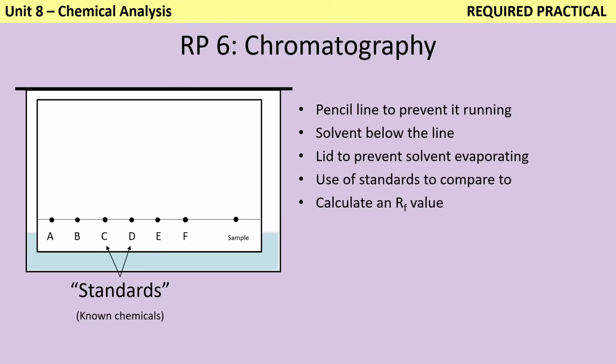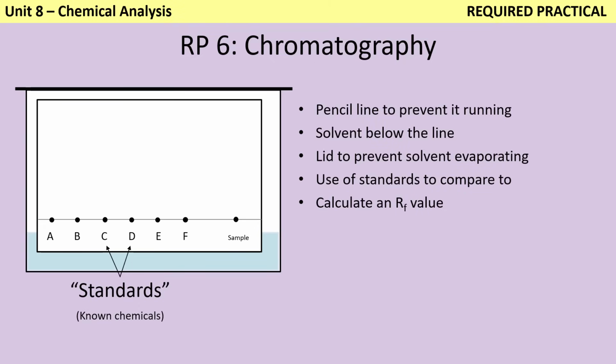Whichever solvent you're using for your mobile phase, that needs to start below the pencil line, because if you add too much solvent, then your samples will just run out into the solvent rather than being drawn up the paper. If you're using a volatile solvent such as methanol, then you probably want to put a lid over the top to stop that solvent from evaporating.